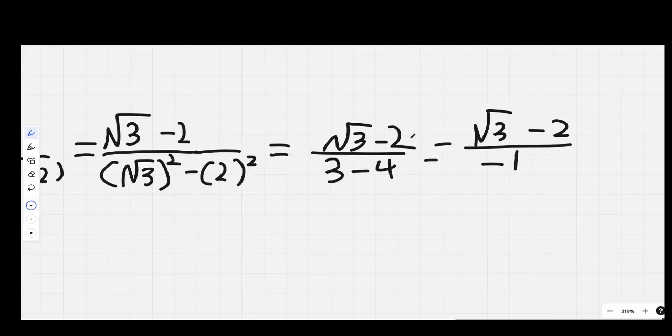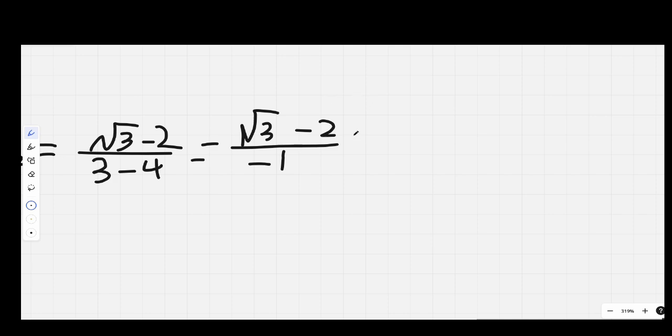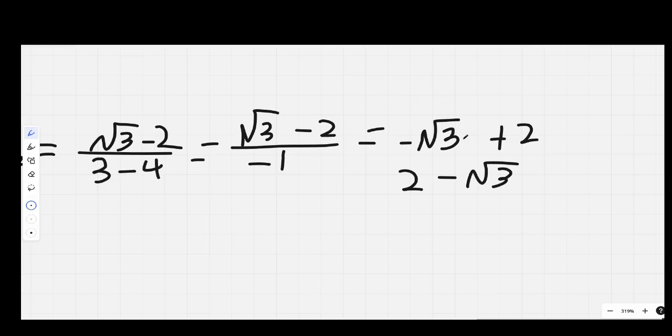But this isn't the simplest form. Please remember, you need to always put your answers in the simplest form when you're dealing with surds, or you can get marked down for that. So the simplest form would be minus root 3 plus 2. That would be the answer. Or you can put 2 minus root 3. Either answer would work. I just prefer this one because it looks cleaner. But that's how to rationalize a surd. And if you made it this far into the video, then you can probably tackle most questions involving surds.